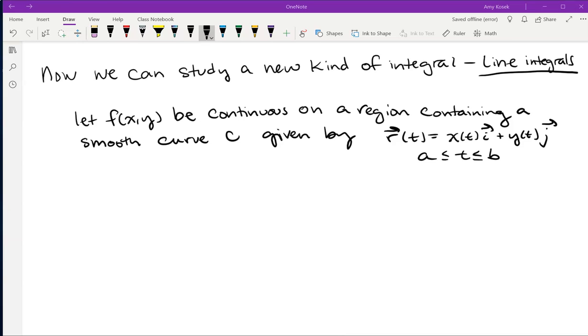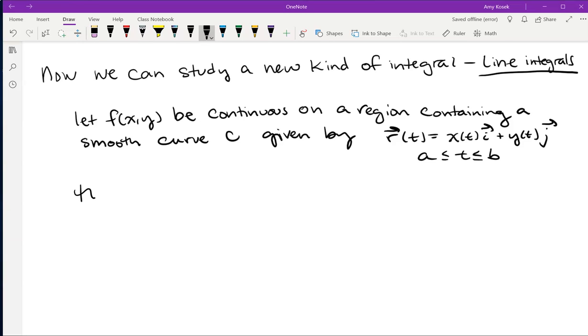Now we are ready to learn this new type of integral called a line integral. So we're going to start with a function. We'll start with a two-variable function, f of x, y, and we'll let it be continuous on some region containing a smooth curve C, where C is given by some parametrized curve. So say r of t is x of t i plus y of t j over a to b.